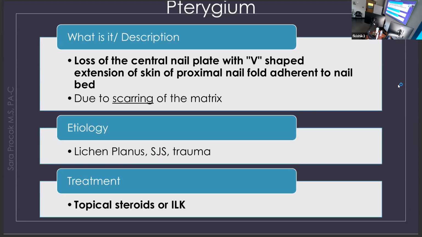Okay. If you catch it and it's treatable, you can do ILK injections again right into that proximal nail fold. Topical steroids can also be utilized, but I'd say ILK is really what you're going to lean towards first. It just targets the area a little bit better than using topical.